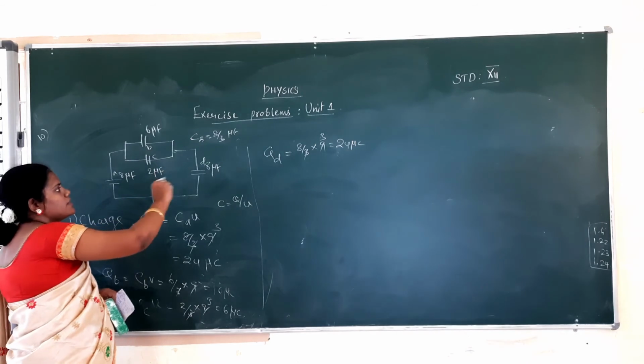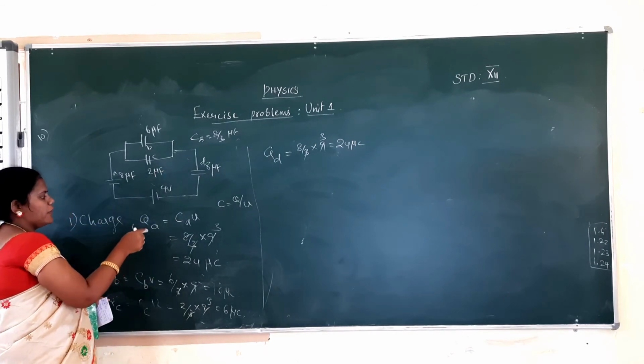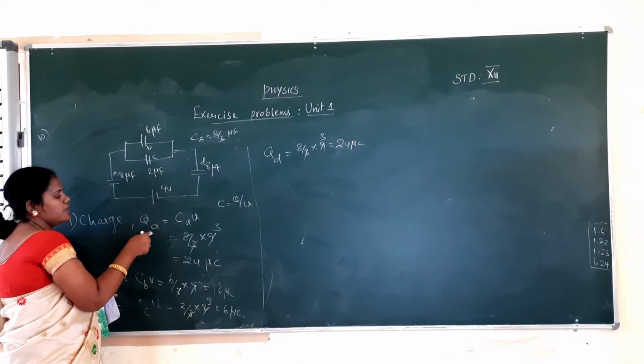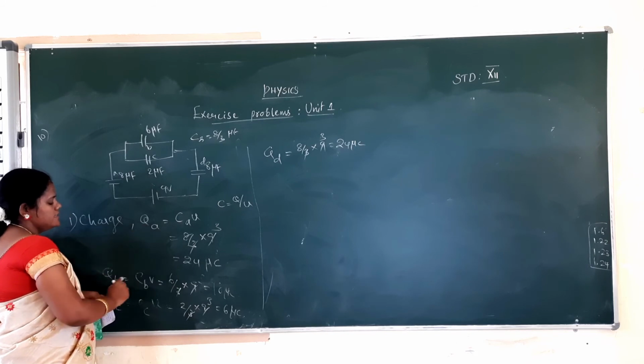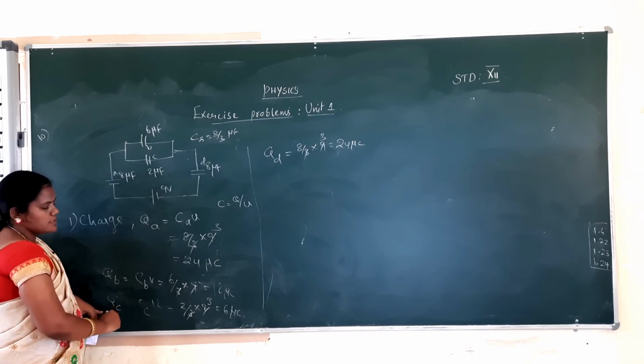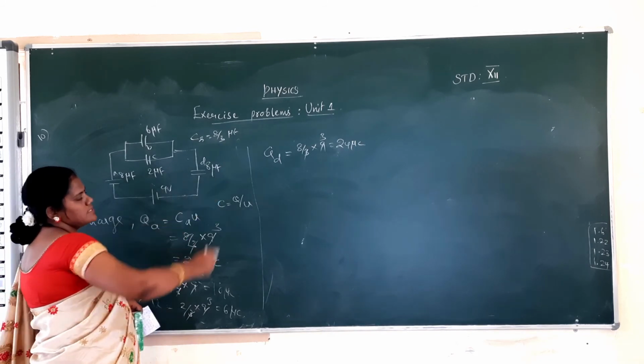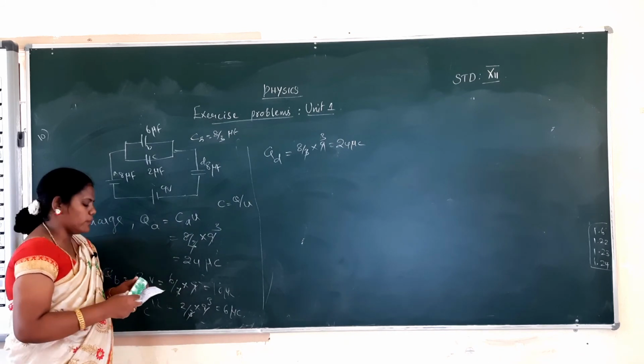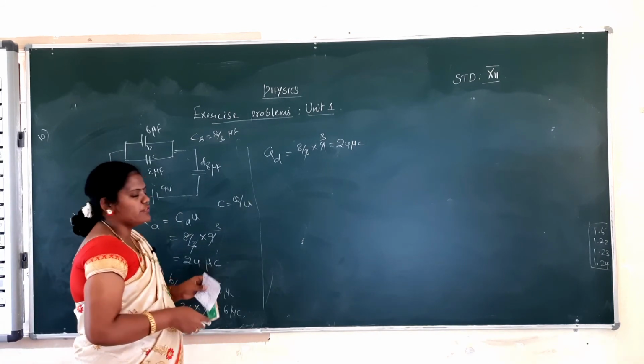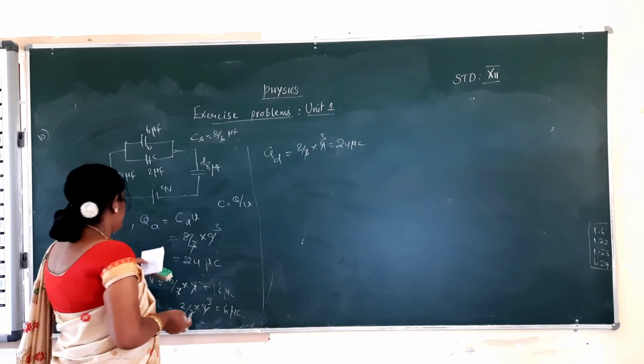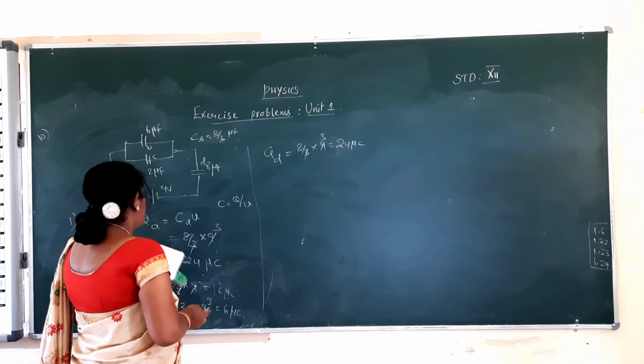Charge at capacitor A, charge on capacitor B, charge on capacitor C, charge on capacitor D. All are calculated. And now the potential difference V will be calculated. How will you calculate the potential difference? Potential difference.